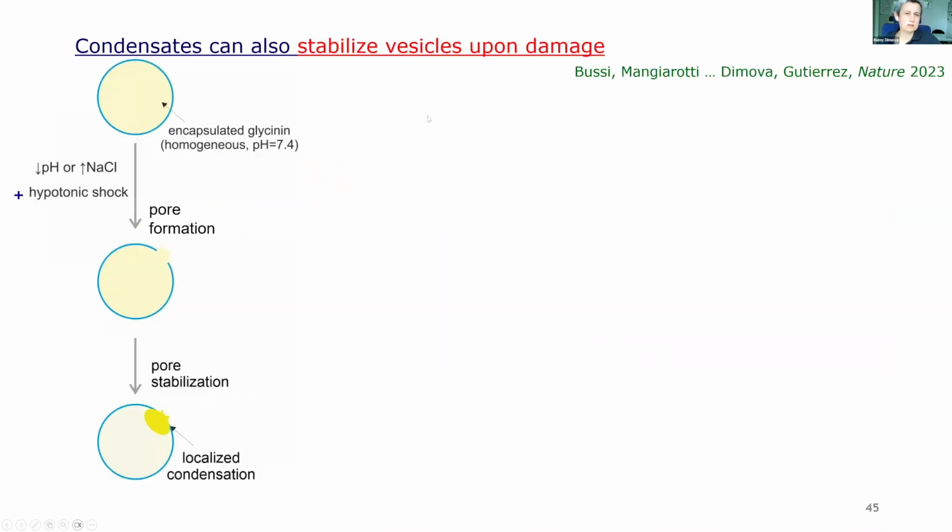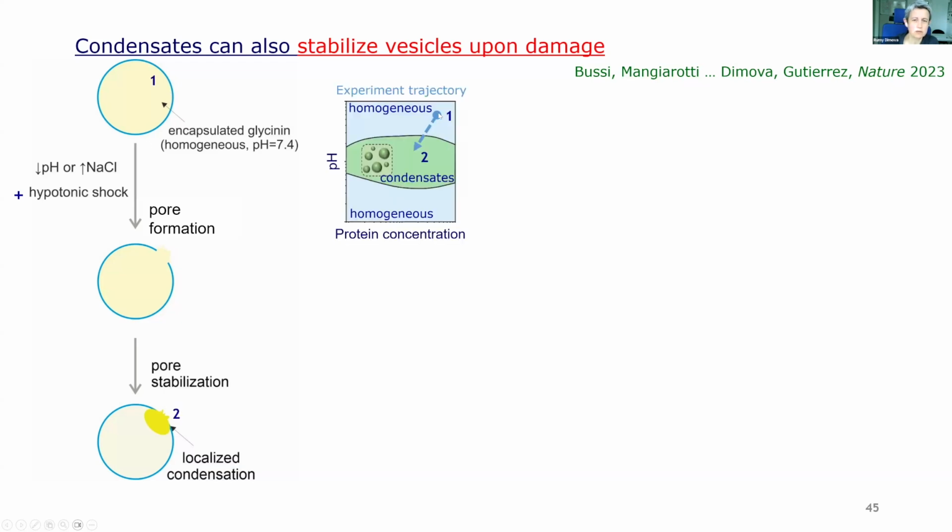And one more thing is that condensates can also stabilize vesicles upon damage or upon poration. And the way this was done here is that we encapsulated a homogeneous solution of a protein in giant vesicles. So this solution was located somewhere here, for example. And then outside the vesicle, we introduced a solution which is somewhere here in the phase separation zone, which means that if we now make a hole in the membrane and the protein leaves the vesicle, it would mean a solution which would cause condensation, and the condensates would form exactly at the pore.